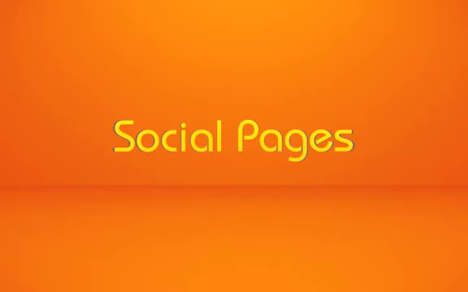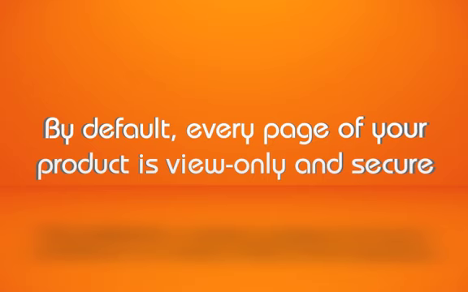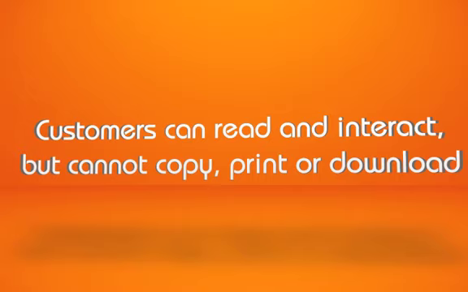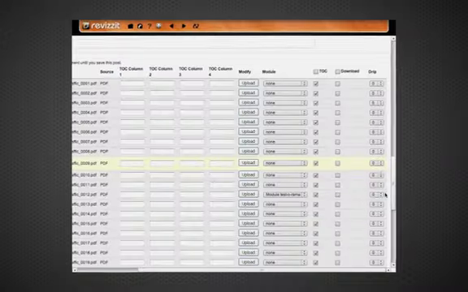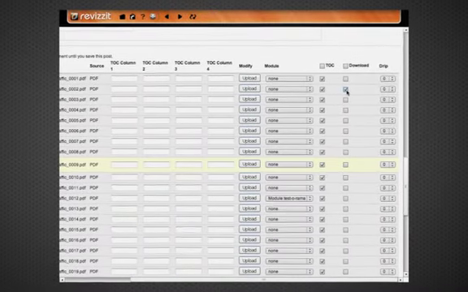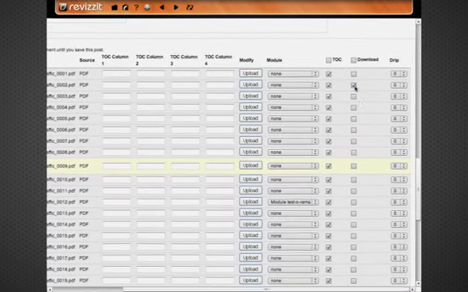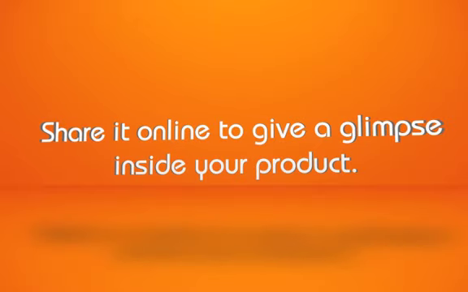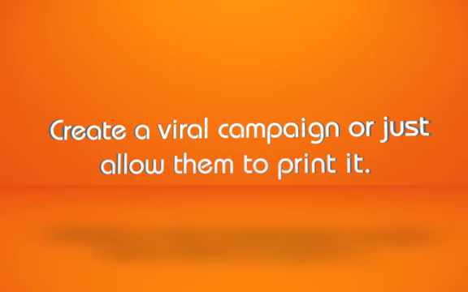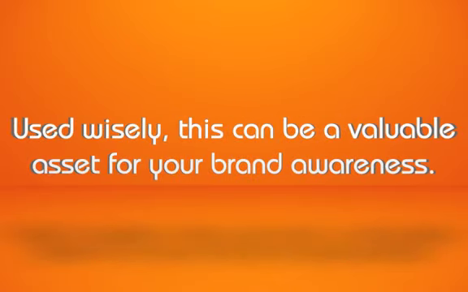Social pages. Another interesting strategy is the use of social pages in your content. By default, every page of your product is view-only and secure. That means the customer can read it and interact with it, but cannot copy the text, print, or download the page. But by simply checking the download box for the page in Revizzit Studio, you authorize the customer to download an interactive PDF document of that page only. This page can then be shared online to give a glimpse inside your product, create a viral campaign, or just benefit the customer by allowing them to print the content. Used wisely, this can be a valuable asset for your brand awareness.